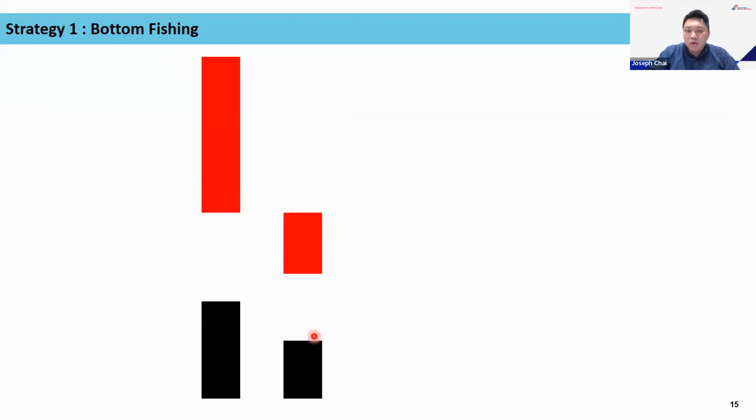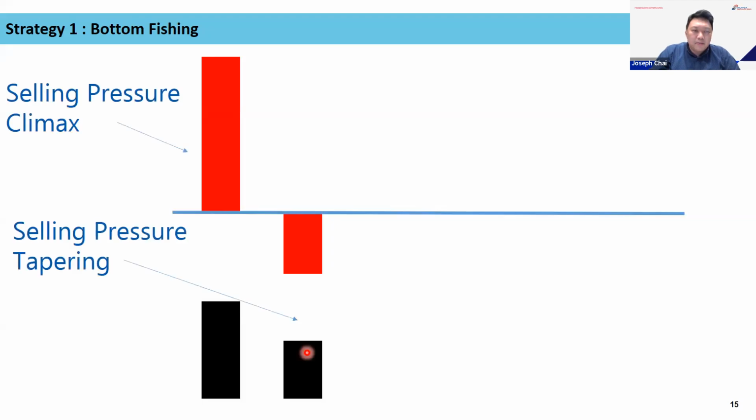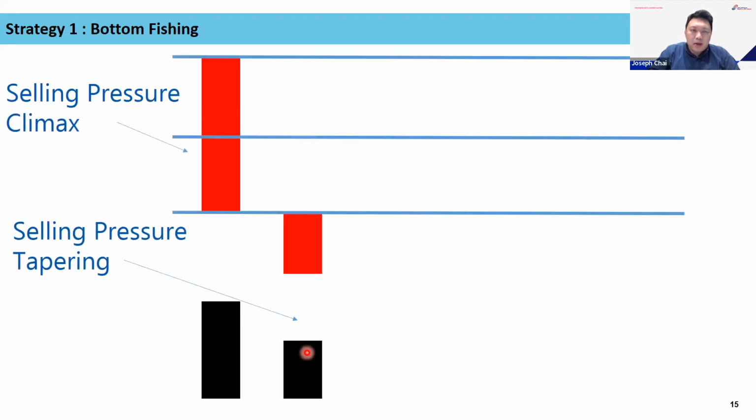The volume starts to be lower. So when I see these two bars, a long black candlestick followed by another bearish candlestick, but the volume is lower, then I know the selling pressure has softened. That's where the market is about to turn, right? And that's where I'll act.